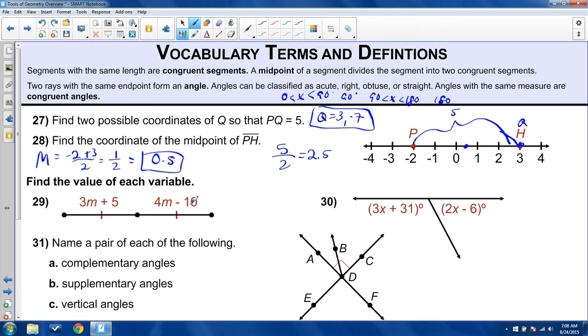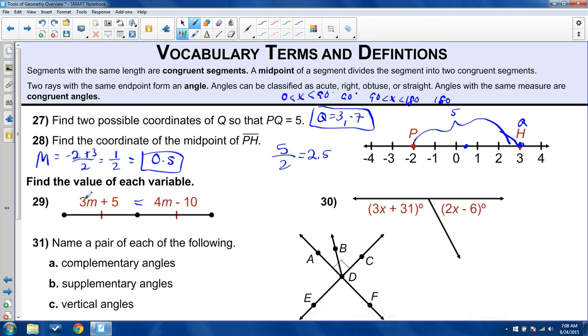These tick marks indicate that these 2 points are congruent, which must mean that this is the midpoint. Either way, what we're going to do is set up an equation where this expression is equal to this expression. So let me just write that right now. 3m plus 5 equals 4m minus 10.